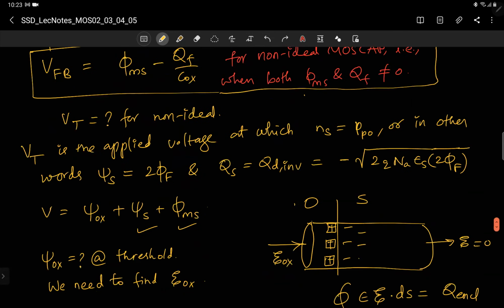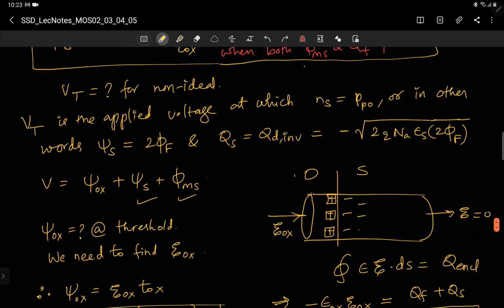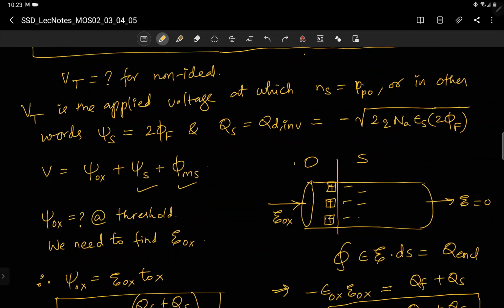VT is the applied voltage at which the surface concentration of electrons is equal to the concentration of holes deep inside. At that threshold, psi s is equal to 2 phi f. We have seen that. And QS is nothing but QD at inversion, and that is nothing but minus root of 2q Na epsilon s. And instead of psi s, which will be there in general, you have to put 2 phi f because it is QD at inversion.